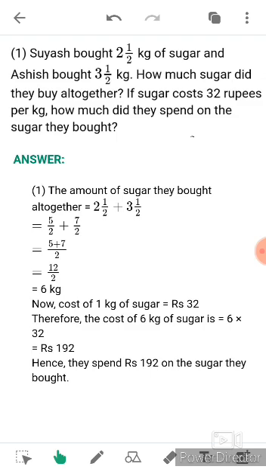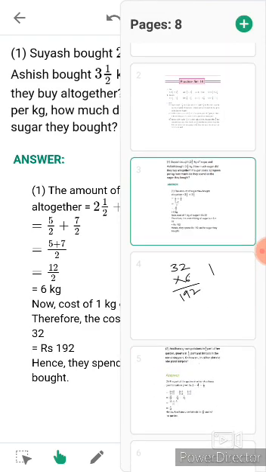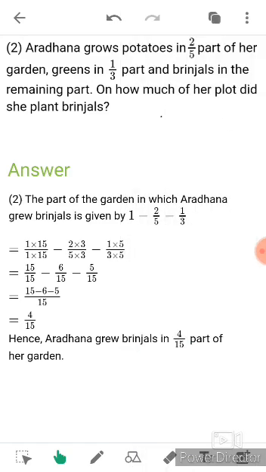Now the next question, question number 2. Aradhana grows potatoes in 2 upon 5 part of her garden. Means Aradhana has one garden, and in that garden she grows potatoes in 2 upon 5 parts of the garden. Then greens in 1 upon 3 part and brinjals in the remaining part. Means in the remaining part she grows brinjals.